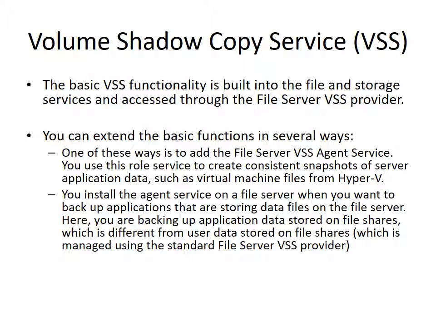One of these ways is to add the file server VSS agent service. You can use this role service to create consistent snapshots of server application data, such as virtual machines from Hyper-V. So it does have some integration with Hyper-V. You can also install the agent service on a file server when you want to back up applications that are storing data files on the file server. Here you're backing up application data stored on file shares, which is different from user data stored on file shares. That's managed through the standard file server VSS provider.